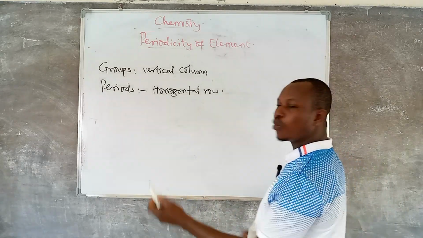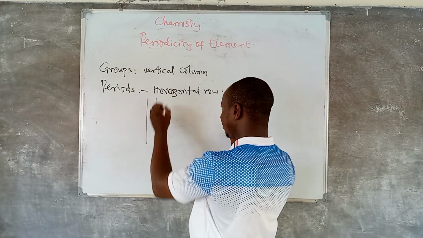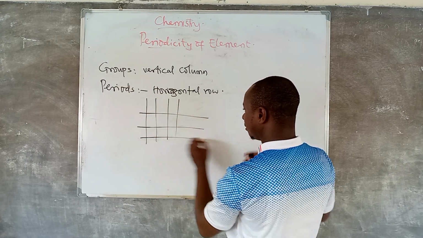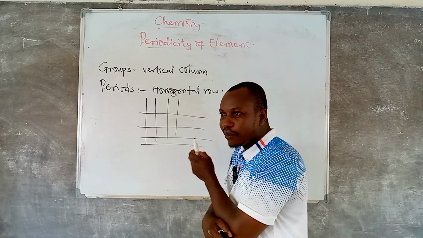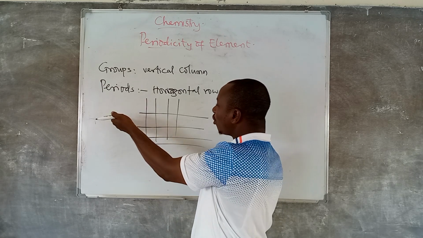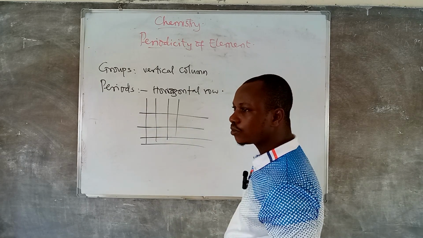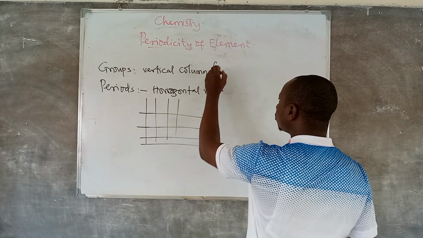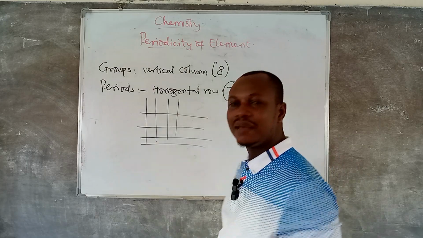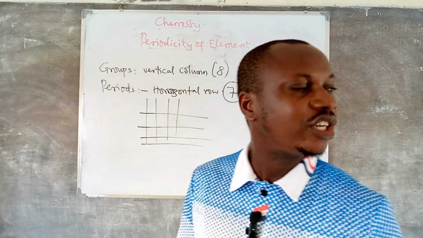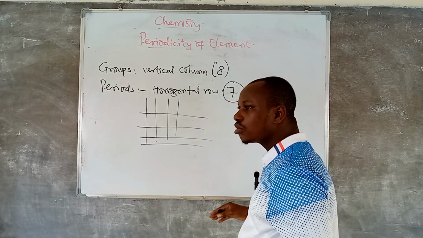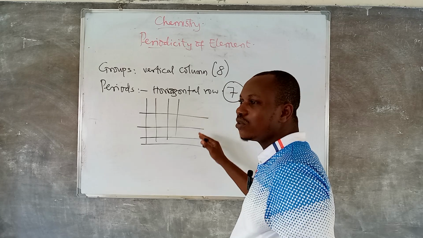All of us know what vertical is. Vertical is like this. Now, when we are talking about horizontal, we are talking about things like this. So, a group in the periodic table is the vertical column, while a period is the horizontal row. So, we have 8 groups and 7 periods. Don't forget that elements are arranged in the periodic table according to their atomic number.